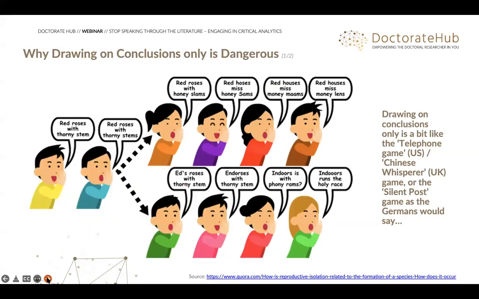Now, we earlier already said that "as referenced in" is a bad idea and a bad example to follow. If you don't access the original study and just say, yeah, Smith said that in Thomason, how do you know? Drawing on conclusions like that is not only dangerous, it is like the kids' silent post game. That's what we call it in Germany. In the US, it's the telephone game. In the UK, it's Chinese whispers. But the result is the same. You see, if you start with red roses with thorny stems, you might end up with red houses, miss moneylands.